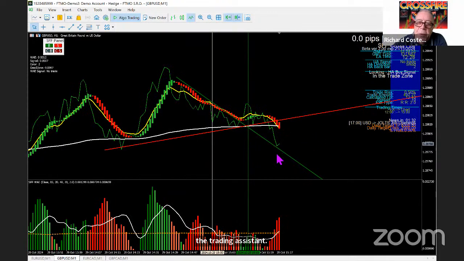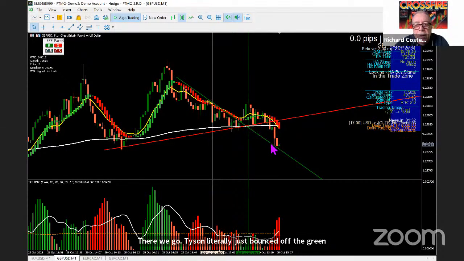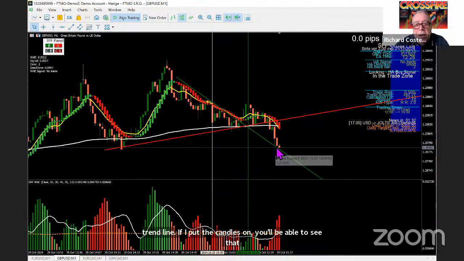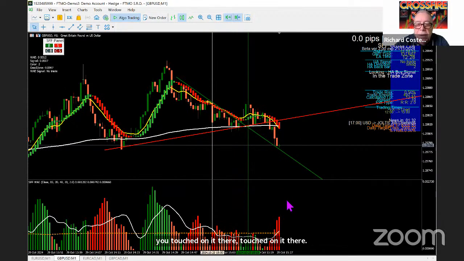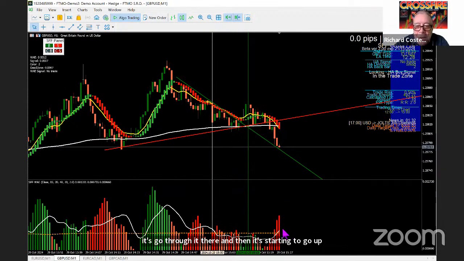There we go. Price has literally just bounced off the green trend line. If I put the candles on, you'll be able to see that. So it's been trying to get past that green trend line, and it hasn't succeeded yet. It touched on it there, just broke through it there, and then it's starting to go up. Now this is beginning to look like a sell down here.